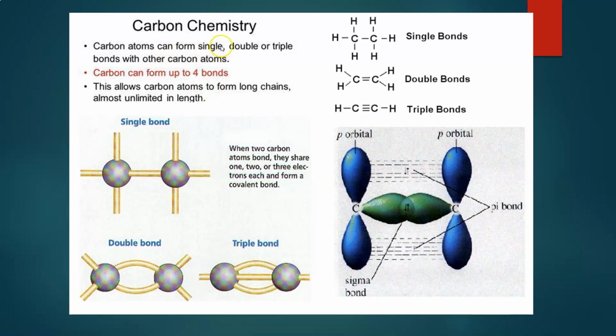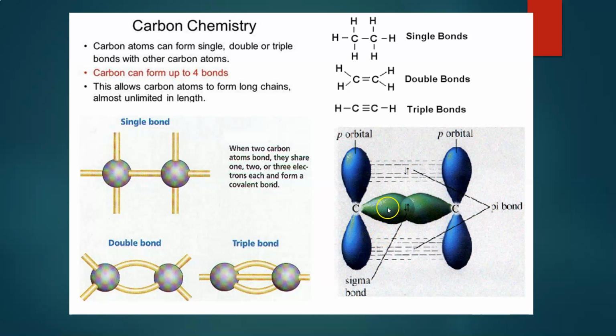Carbon atoms can form single, double, or triple bonds with other atoms of carbon. Carbon can form up to 4 bonds. This allows carbon atoms to form long chains, almost unlimited in length. Here you can see a single bond. Here a double bond between 2 atoms of carbon, and here a triple bond between 2 atoms of carbon.